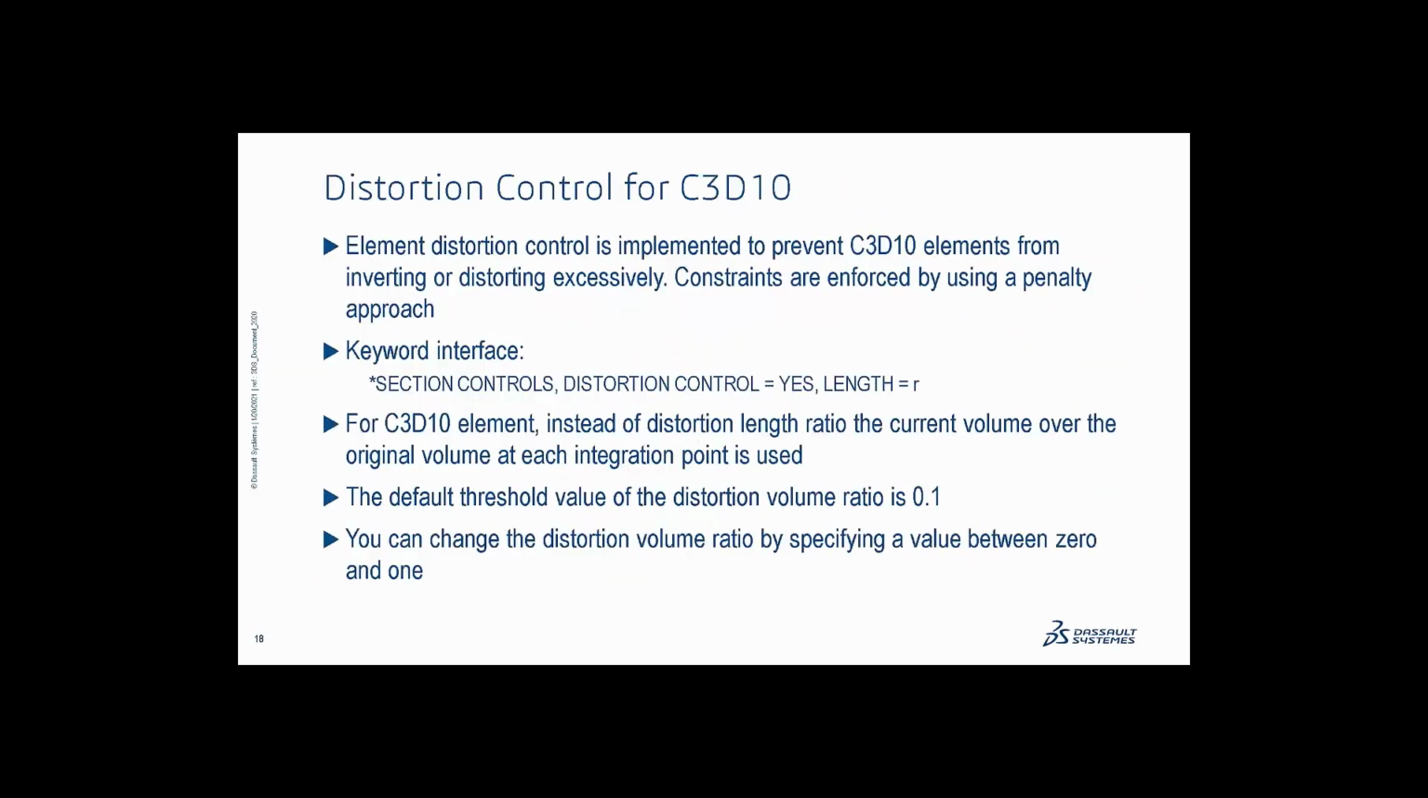I think this is the last one that's primarily focused on Explicit, the introduction of distortion control for the C3D10 element. If you recall, we recently introduced the C3D10N second order element in Explicit as an alternative to the C3D10M that existed for many years. We're looking for the C3D10N to fully replace the 10M version going forward. One of the missing features with C3D10N was the distortion control.